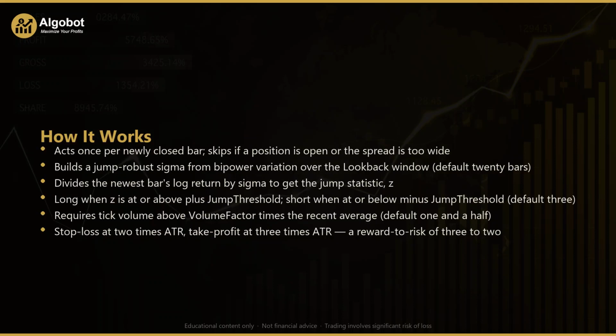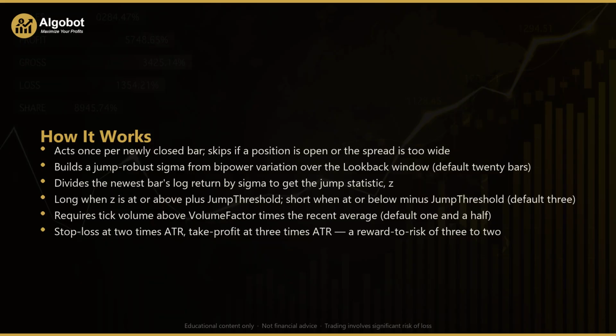Let's walk through the exact logic, step by step. The strategy works on closed bars, so it only evaluates a new signal once a fresh bar has completed. Before doing anything else, it runs two housekeeping checks. First, it confirms there is no open position for its magic number. This strategy holds only one position at a time and lets the stop and target manage the exit. Second, it checks the current spread. If the spread is wider than the maximum spread setting, which defaults to 30 points, it stands aside so that fills stay realistic.